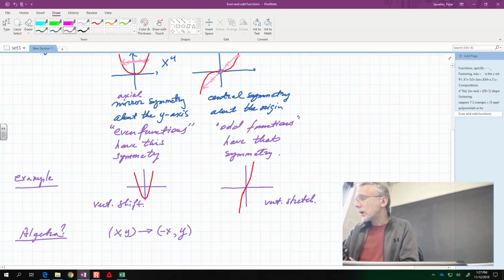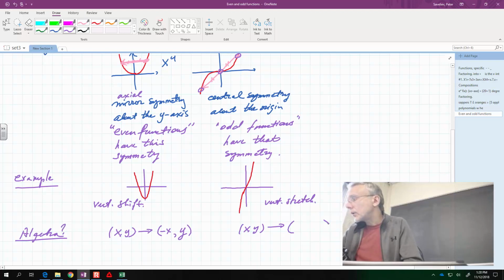And for odd, once again, the central symmetry idea is better because you can see how we're going across. This point ends up over there. So not only does something happen to x, something happens to y too. So what is it? Well, think about it: this point is (1, 1). What's this point? The opposite.